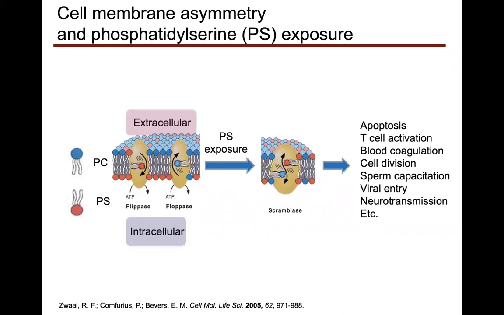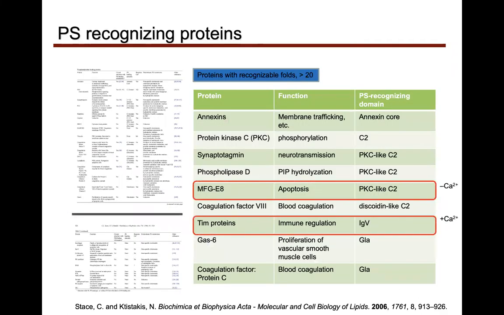One of which is apoptosis, in which, when cell death is undergoing, it is not possible to have enough energy to keep this asymmetry in the correct way. And as a result, over time, PS is exposed. Now, over the past decade and a half, a lot of work has been done looking at PS recognizing proteins, and I'm highlighting just two of them.